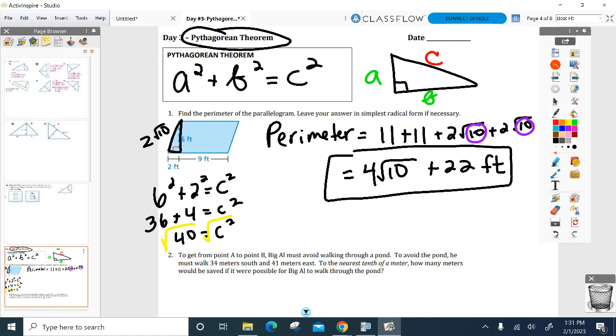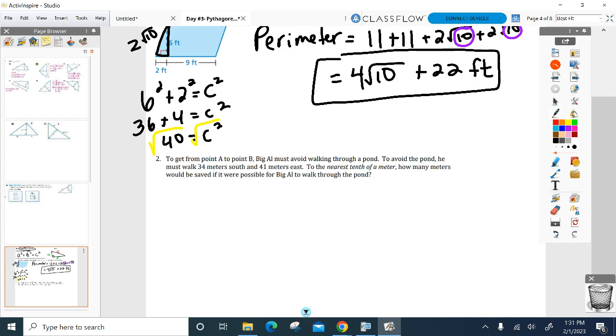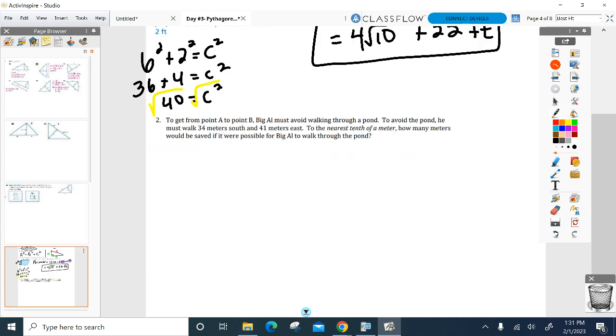All right, moving on to get from point A to point B.